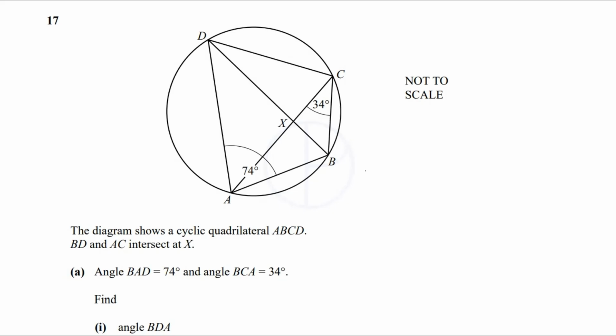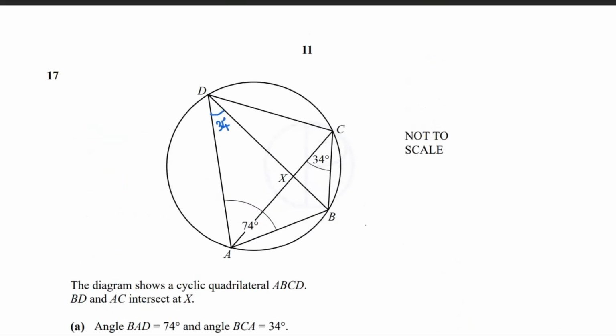The next question is, the diagram shows a cyclic quadrilateral ABCD. BD and AC intersect at X. Angle BAD is 74 and BCA is 34. Find angle BDA. So this angle we have to find. Angle ADB and ACB are same segment angles. So angles in the same segment are equal. So angle BDA is 34.